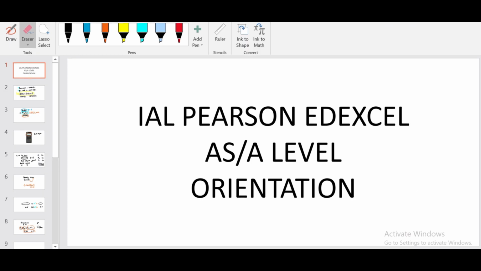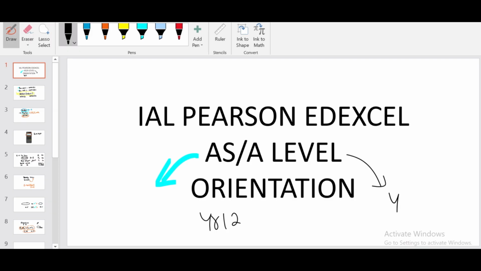So basically that's all. Just want to tell you one more thing. You will have board exams in AS level, which is year 12, and in year 13 also. You will have board exams in both the years actually.